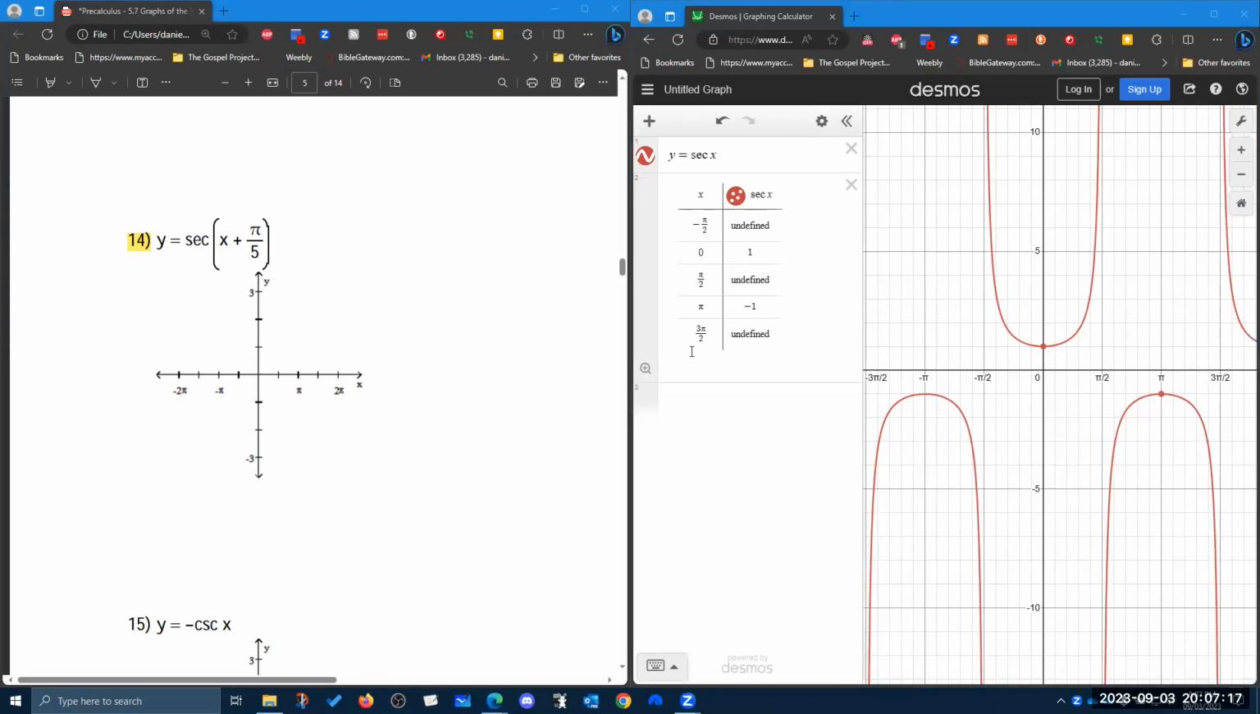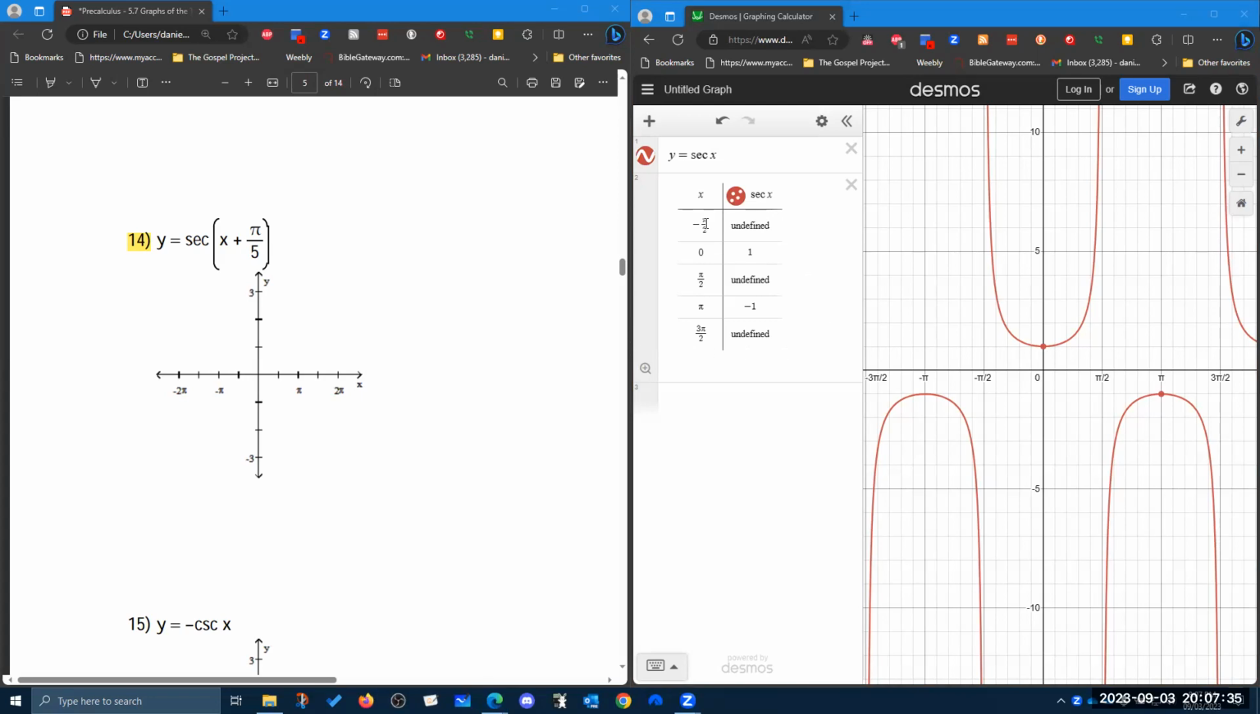In this video, we're going to talk about the graph of secant and transformations of that graph. I'm again going to just be graphing on the Desmos graphing calculator. I want to show you the parent graph of secant first.